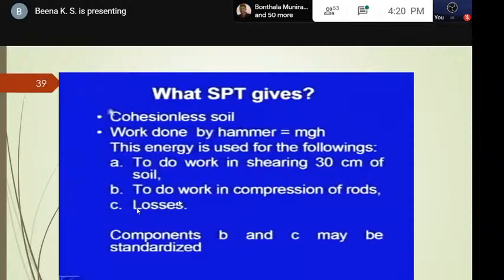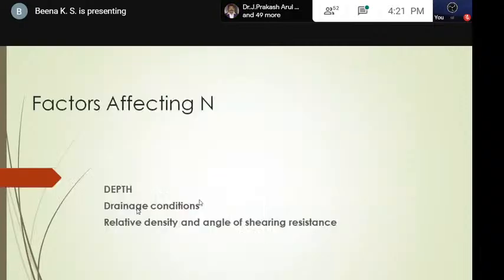The major things involved in this are the length of the rod and the straightness of the rod. All those things will involve these 2 factors. So it is always necessary to standardize these 2 in a precise manner. So the N value gives actually an idea of the work done required for shearing 30 centimeter of soil.